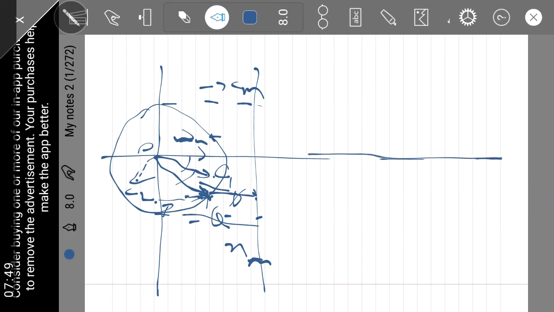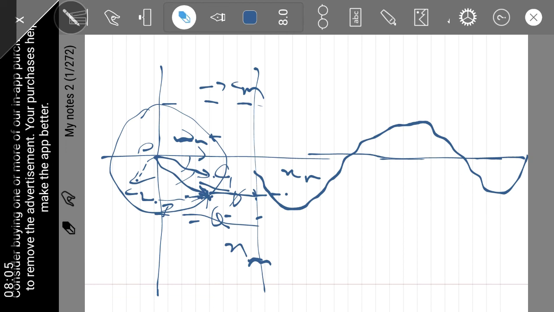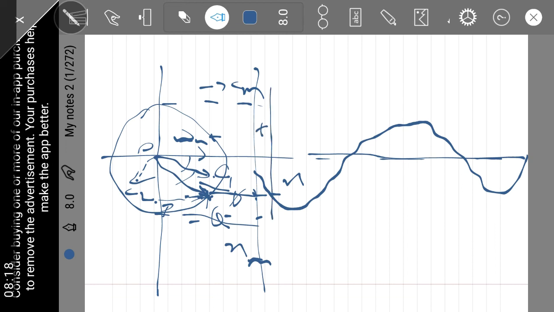Okay. Take that curve once again. This is x. This is x. This is t. This is tau. Okay.